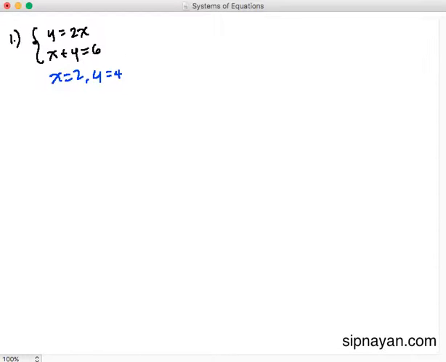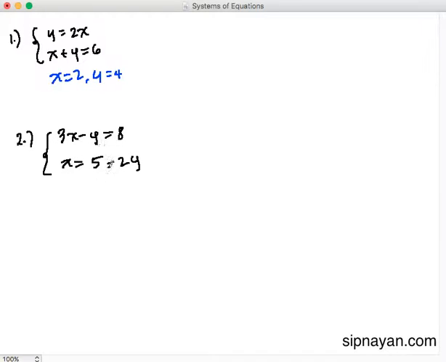Next we have number 2. We have 3x minus y equals 8 and x equals 5 minus 2y. Same as before, we look for an expression that we can substitute into the other equation. Here, we can substitute the 5 minus 2y for x, because the equivalent expression of x is 5 minus 2y.